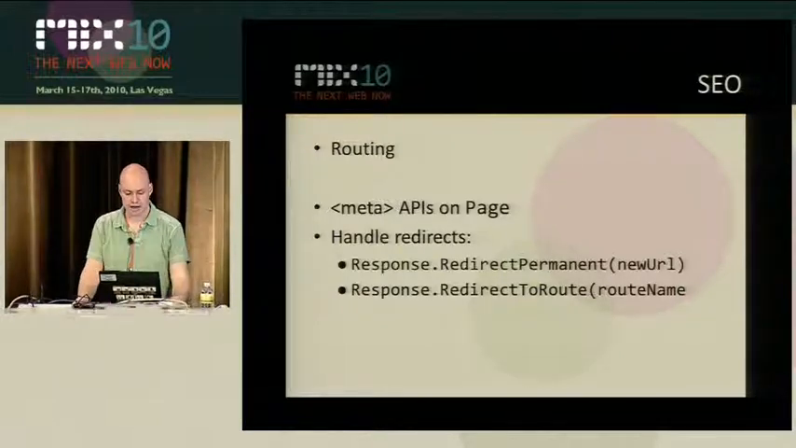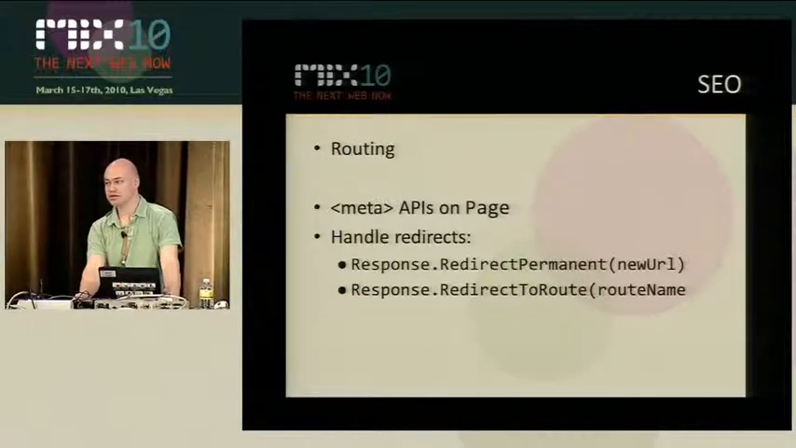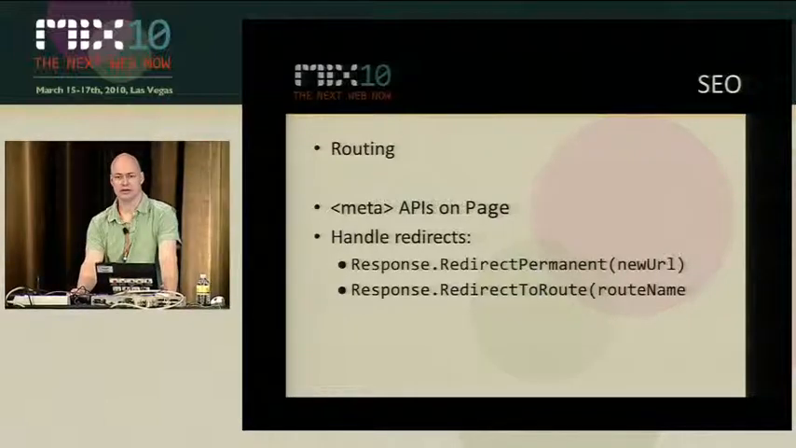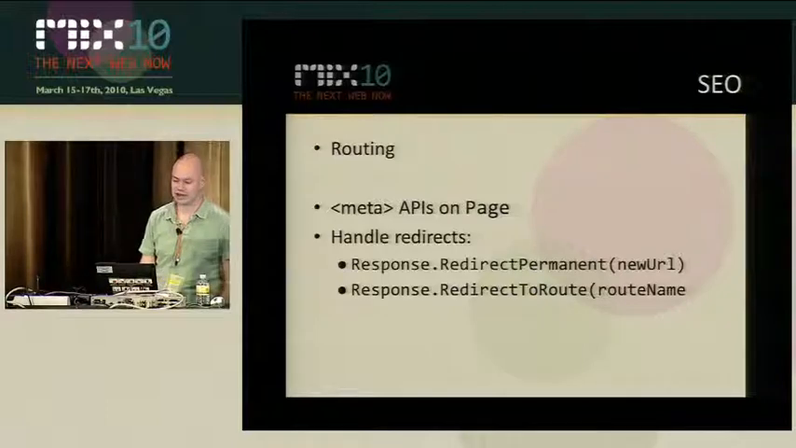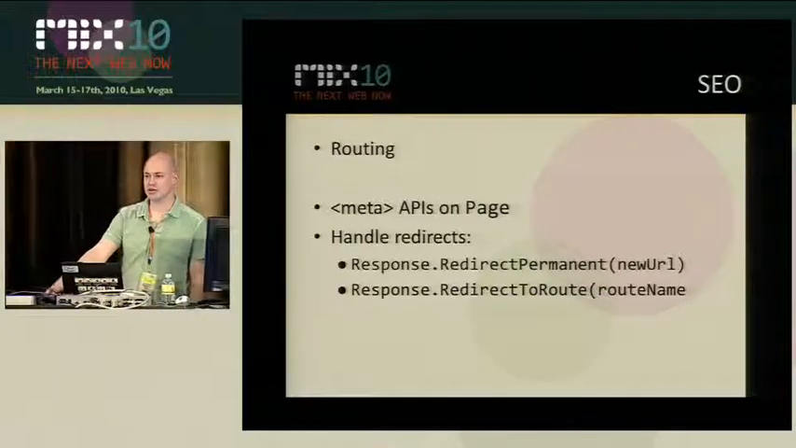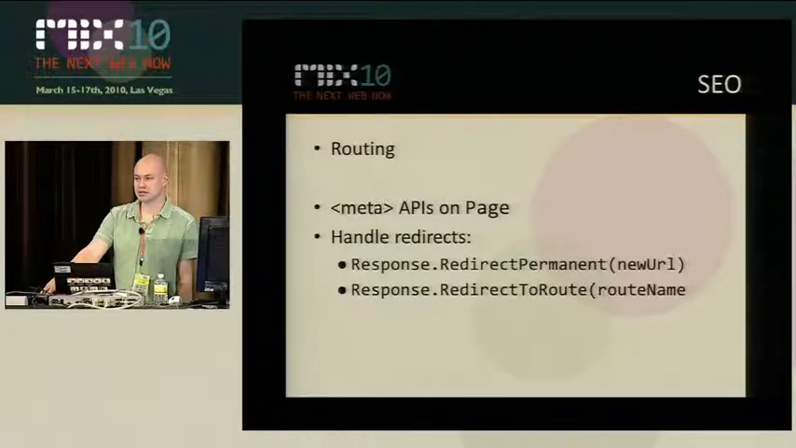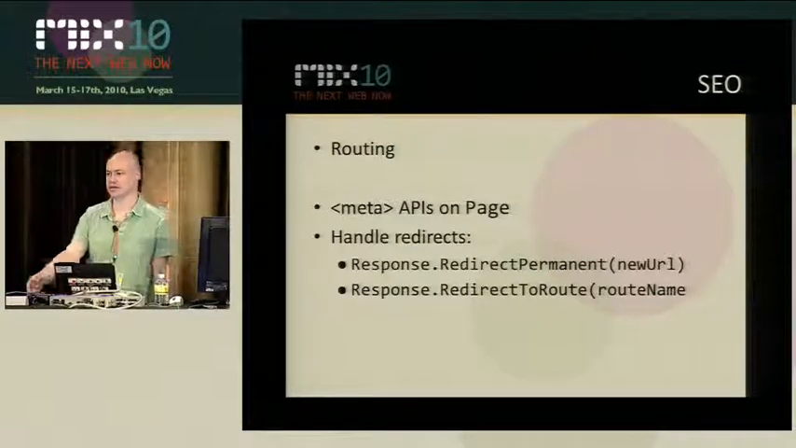So, while we're on the topic of search engine optimization, there are some other cool features in ASP.NET 4. We looked at routing, obviously. Then also you're able to set meta parameters, so meta description and keywords.